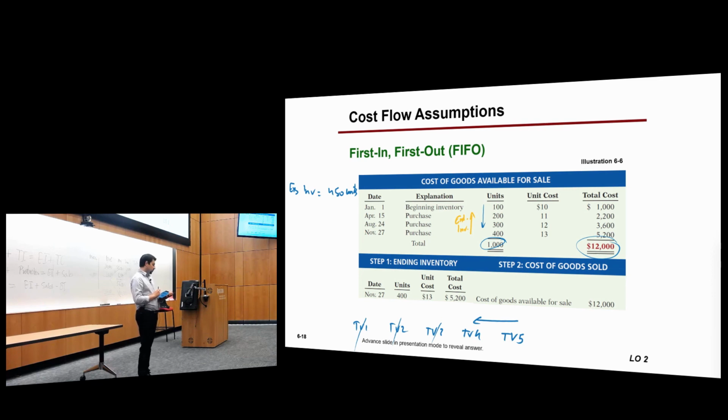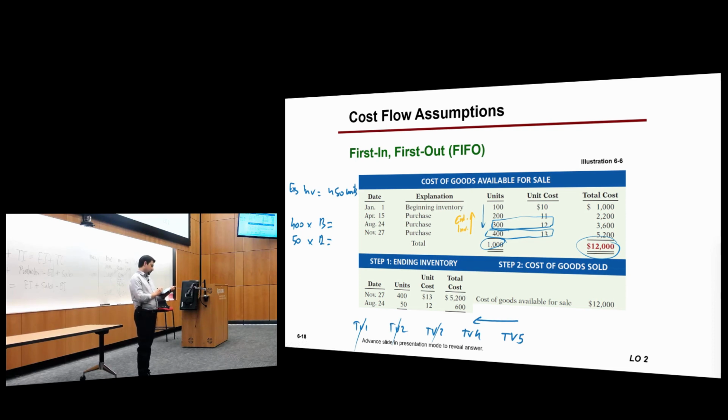Company had 450 units. You start with this one here first, okay? You can take from the 400 units, how many can you take? 400. So you have 400 multiplied by 13. Then how many do we still have in our ending inventory? 50. Where do we take them? From the second bin, from the following bin, from this one. What was the cost? 12. So it will be 400 multiplied by 13, and 50 multiplied by 12.